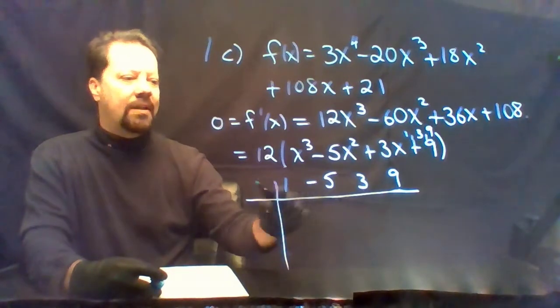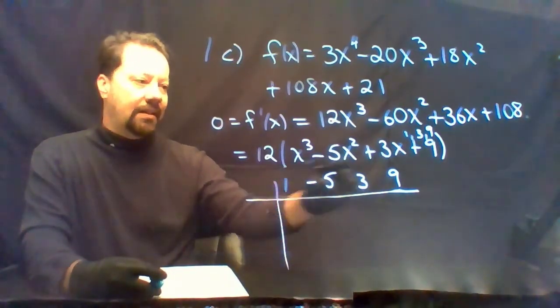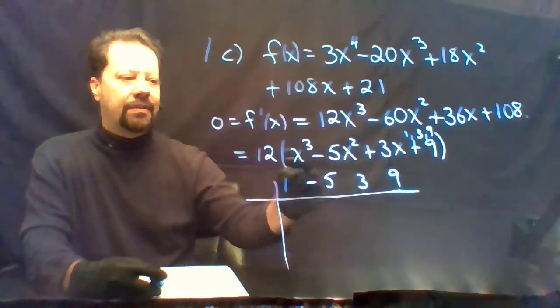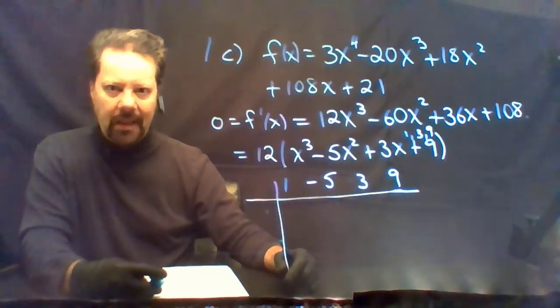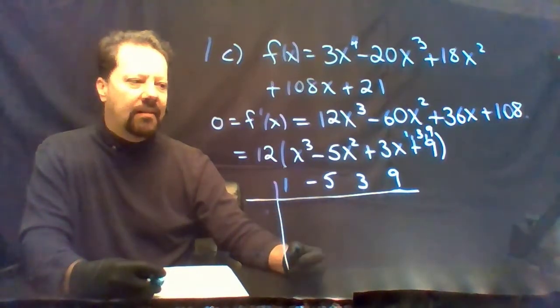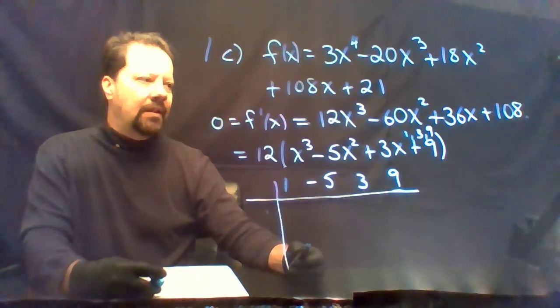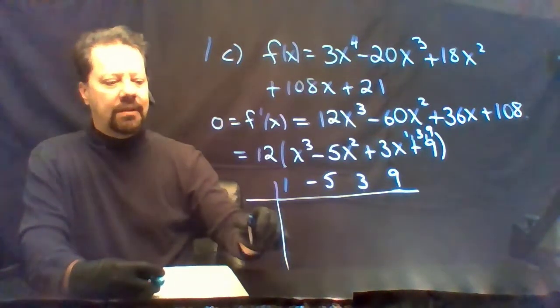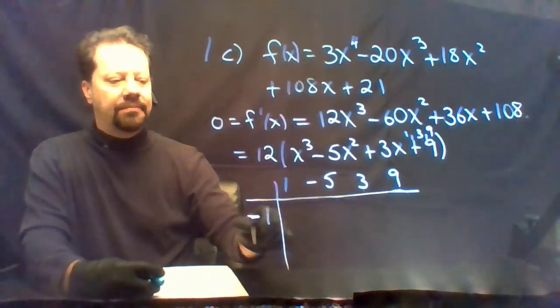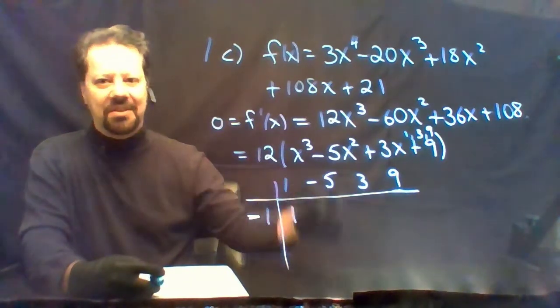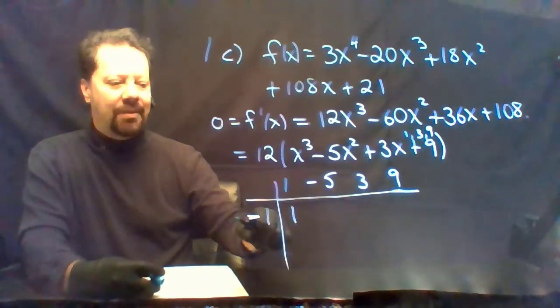Let's see, 1 doesn't work. You can tell 1 doesn't work because you get 9, 12, 13 minus 5. That's not going to work. I'm not going to give you 0. Will negative 1 work? Let's try negative 1. And you can just see by inspection pretty much that it will.